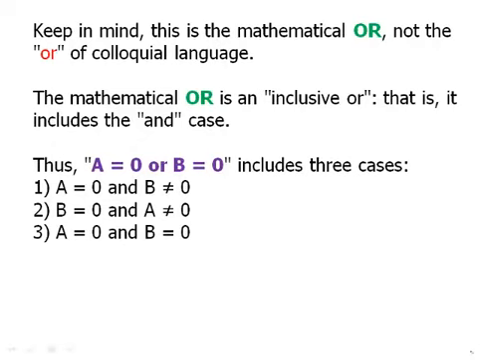You see, sometimes in colloquial language, people use the word "or" to mean the exclusive or. They mean you could do this or that, and the implication is that you can't do both. That's the exclusive or. That is not how the word "or" is used in mathematics. The word used in mathematics is the inclusive or, which includes the "and" case. And this is important here, and it will become important again in the probability lessons.